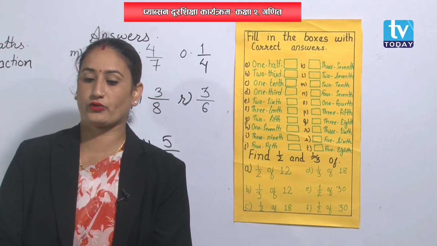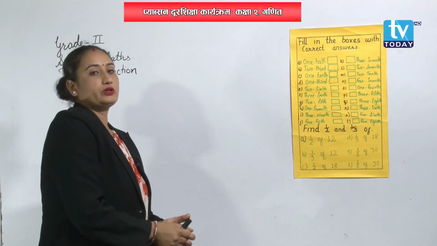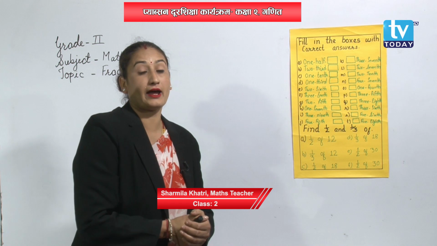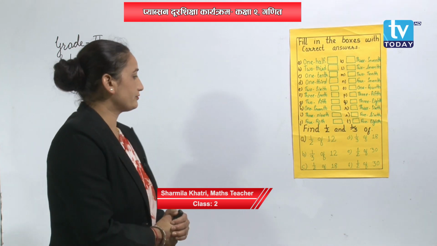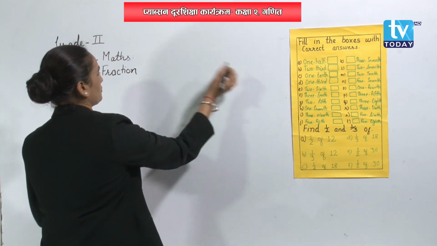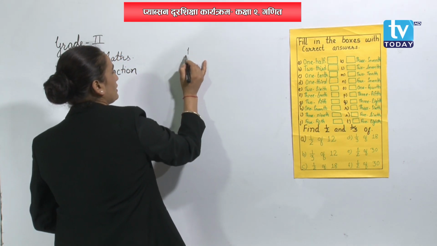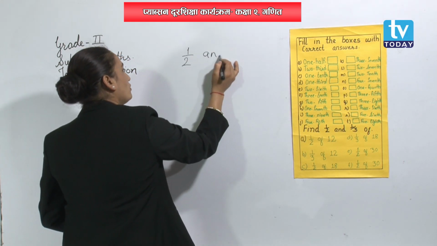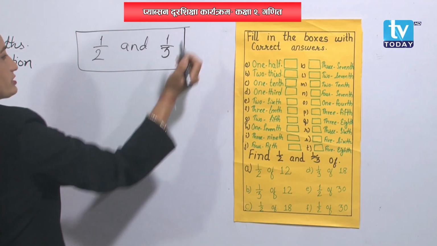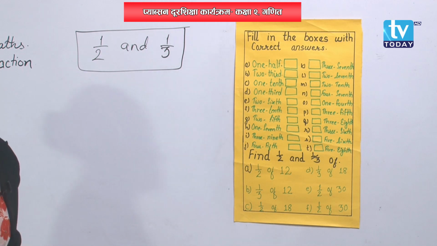Okay, so ready to do that one? Okay, see here, find half and 1/3 of the following questions. 1 by 2 of 12 is the first question. You need to find out half and 1/3. This is the main question. How to find out the half part and 1/3 part, okay?